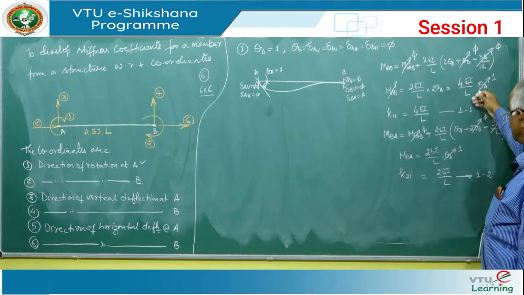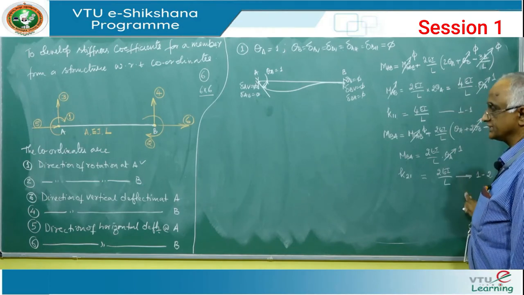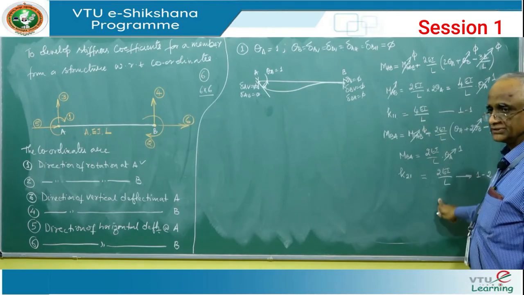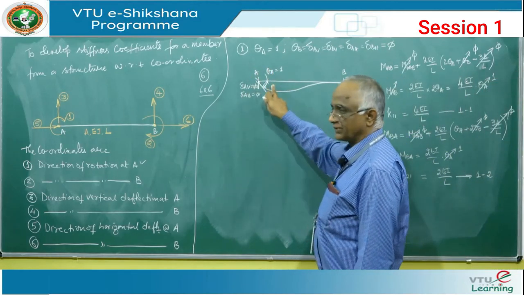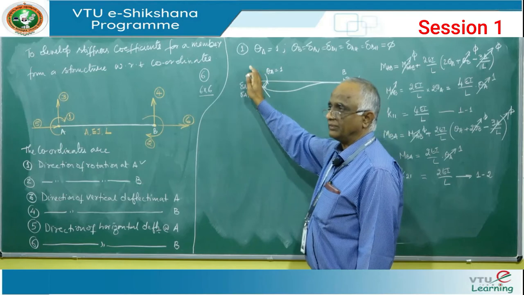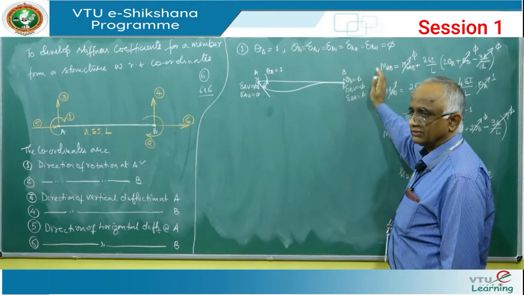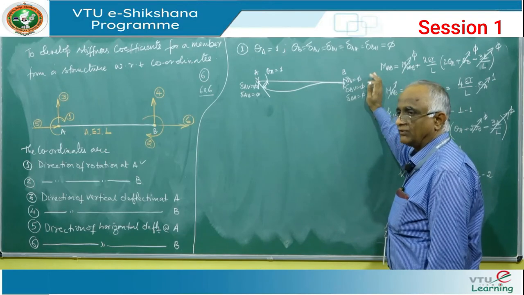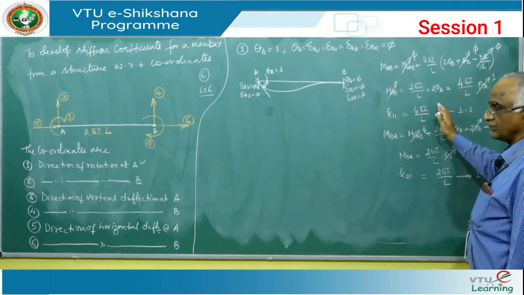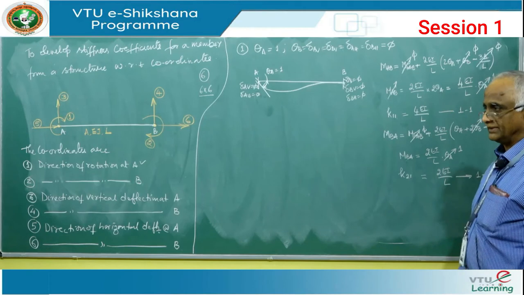How much is it from equation 1 to equation 2? What is the difference now? It is 4 and this is 2. It means if you apply a moment here so that it will rotate through a unit rotation, half of that moment will be transferred to the far end. That transfer is what we call the carry over factor, half of it. Half of 4EI by L is 2EI by L.